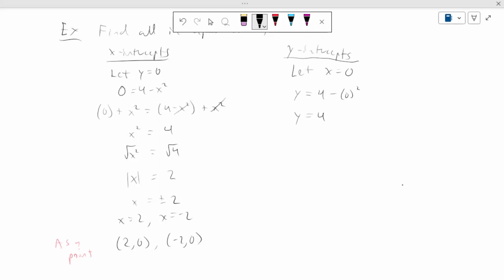If we write it as a point, then your x-coordinate is 0, your y-coordinate is 4. So there it is as a point. All right. Any questions on that?